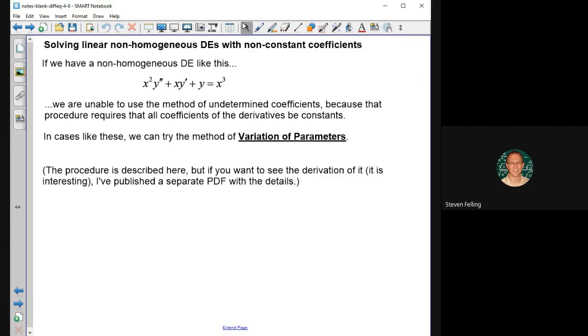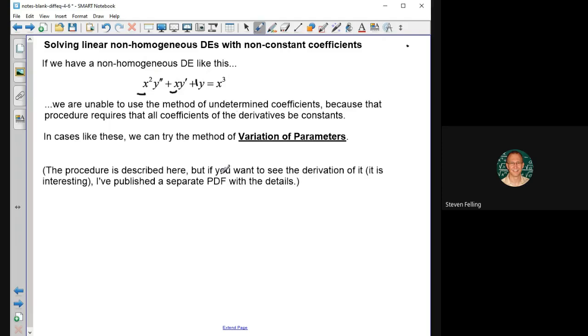So if we have a non-homogeneous differential equation like this, I don't think I made it clear enough, but we can't use the method in 4.4 because these coefficients are not allowed to be functions. This is a 1, that's fine, but you can't have functions here as the multiples of the left-hand side coefficients. But we can solve that with the method we have here.